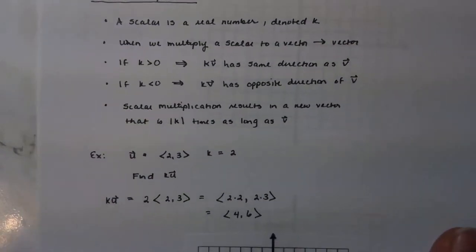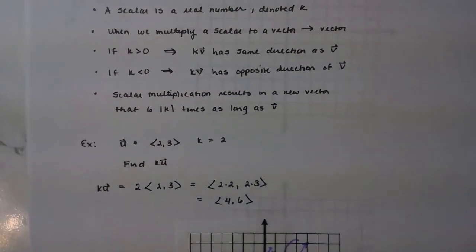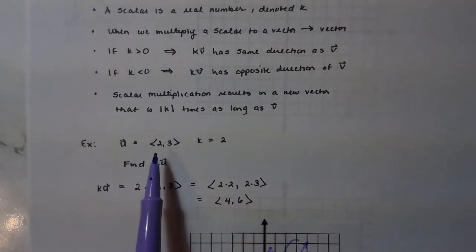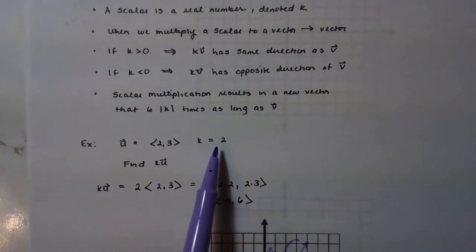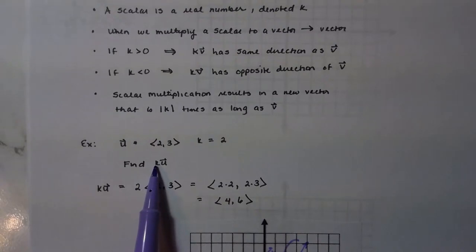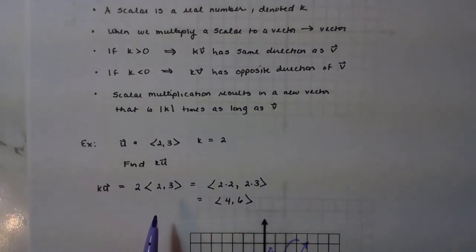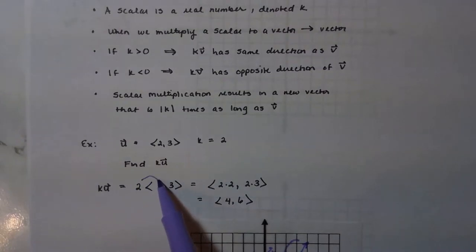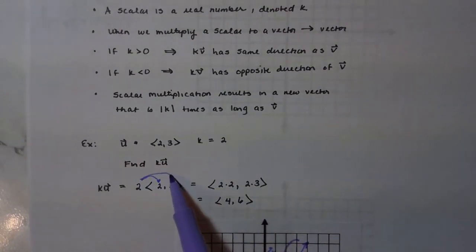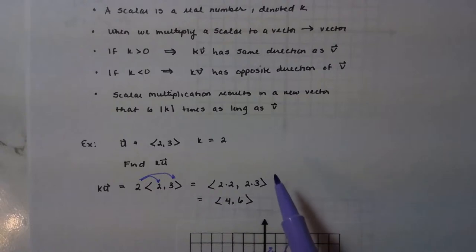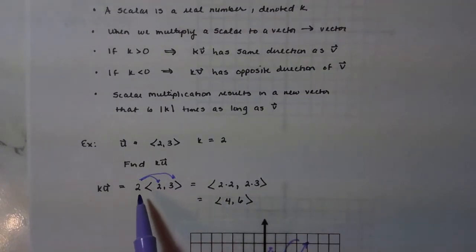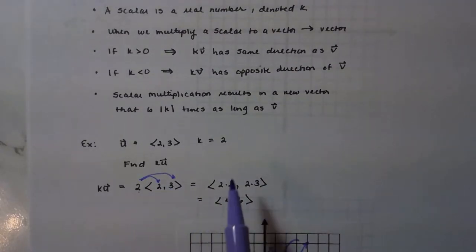So here's a quick example that demonstrates it pretty nicely. We have a vector in component form 2, 3. We have a scalar 2. And we want to find the scalar k times the vector u. Well, all that means is you take the 2, you write it like this, and you're multiplying it to the component form of the vector. Well, guess what? 2 times 2 is 4. And 2 times 3, it's sort of like the distributive property. It's not the distributive property, but it's sort of like that. So I'm multiplying each component by this scalar, and I get the vector 4, 6.